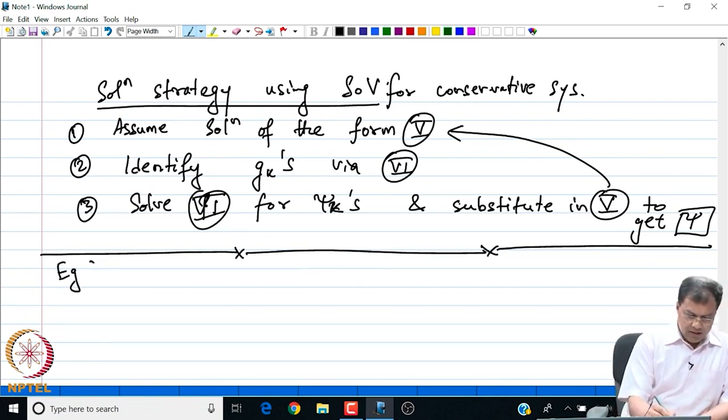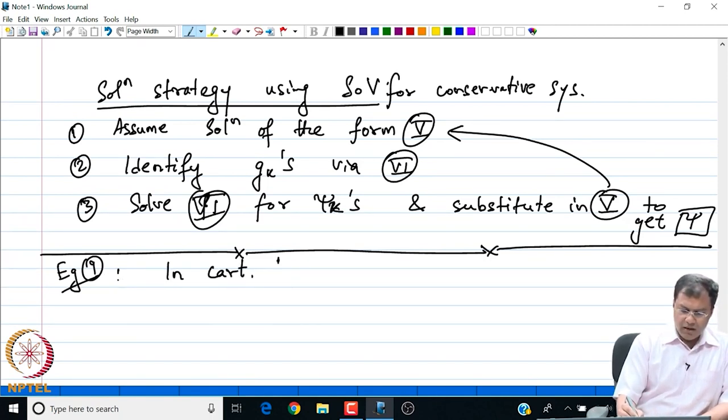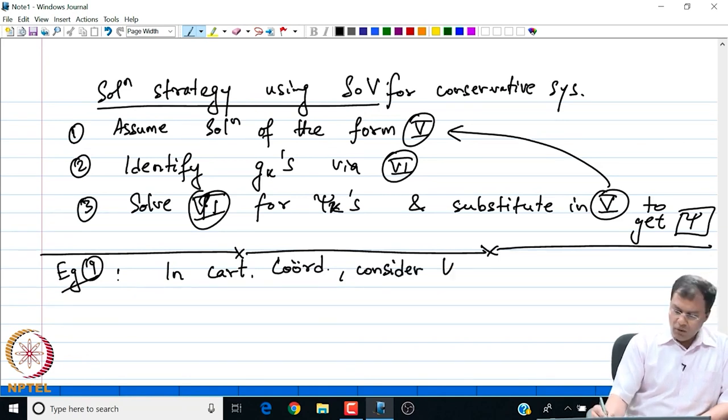So, let us look at one example which involves this solution strategy. The example is numbered as 9, following our sequence. The example is we are solving the problem in Cartesian coordinates, right. We consider the motion.